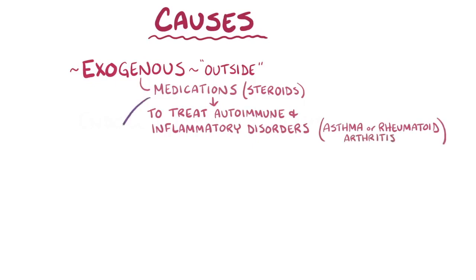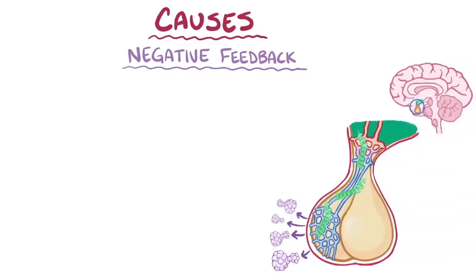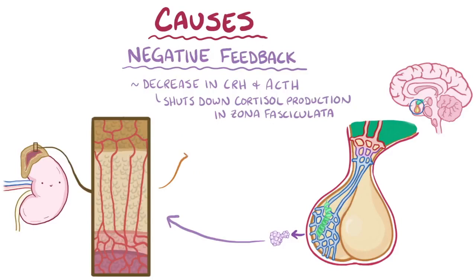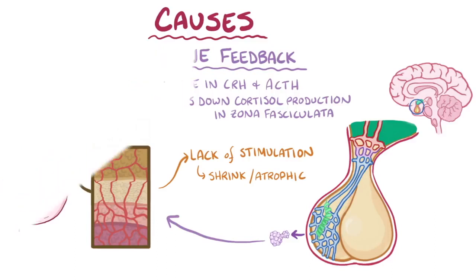That's because the molecular structure of exogenous steroid medication is so similar to cortisol that they mimic its actions on various tissues. In fact, exogenous steroid medication can also cause negative feedback on the hypothalamus and the pituitary gland. This causes a decrease in CRH and ACTH, which in turn shuts down cortisol production from the zona fasciculata. Over time, this lack of stimulation can cause the zona fasciculata to physically shrink or become atrophic. Since that's the widest part of the adrenal cortex, it can have a measurable effect on the overall size of the adrenal gland. Even though this results in less endogenous cortisol production, it still doesn't quite compensate for the huge levels of exogenous cortisol, and that causes Cushing syndrome to develop.